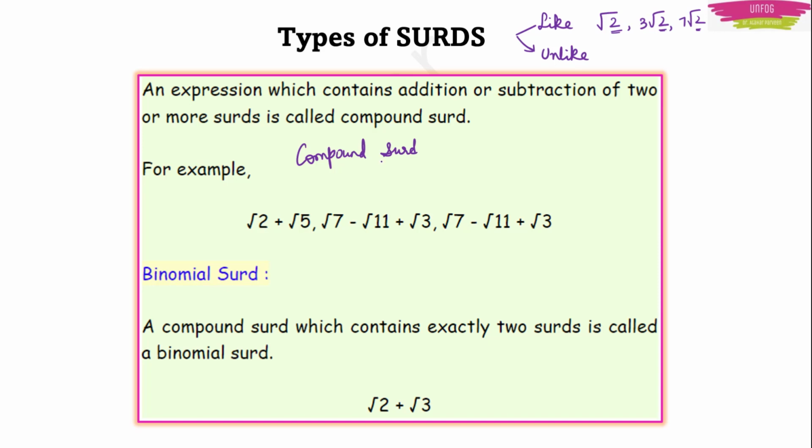Particularly in that compound surd, if you have exactly 2 surds, that type of compound surd you call a binomial surd. So we will deal with the binomial surd the maximum number of times. So these are the types of surds.